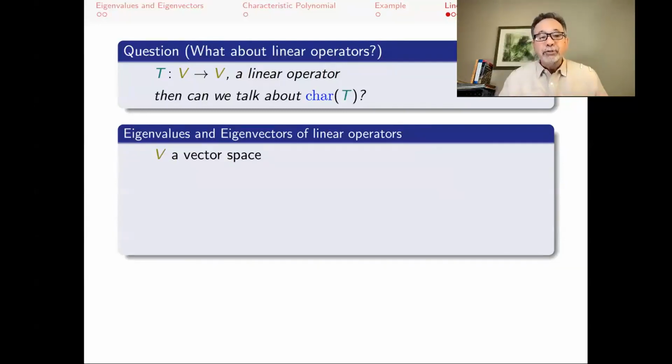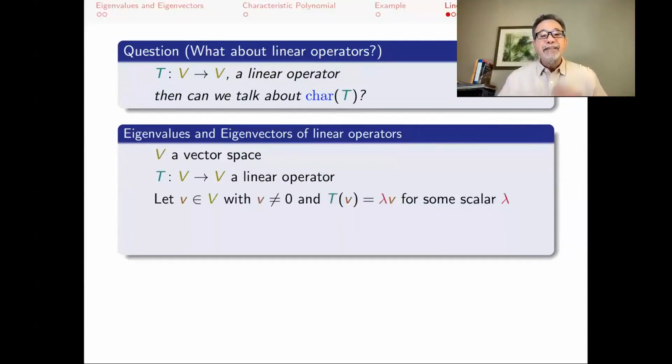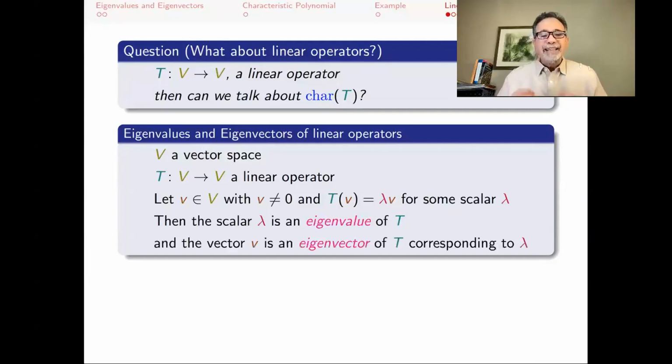So if V is a vector space, and you have a linear transformation from V to V, those things we call linear operators, then any non-zero vector in the vector space such that when you apply T to it, you get lambda times v for some scalar, a multiple of itself, is called an eigenvector, and that scalar is called an eigenvalue of T. So the eigenvectors for matrices were column vectors, and the eigenvalues were scalars.